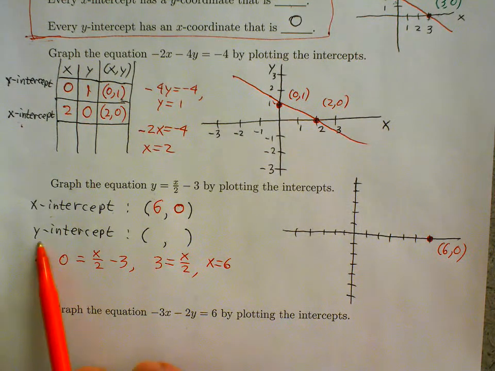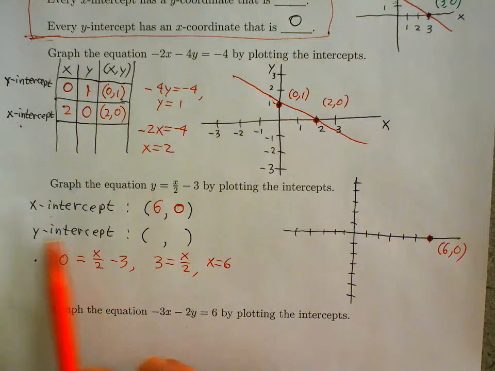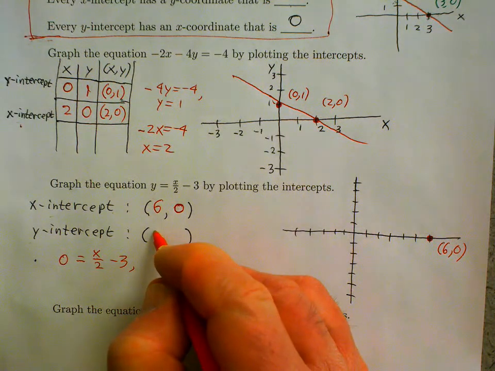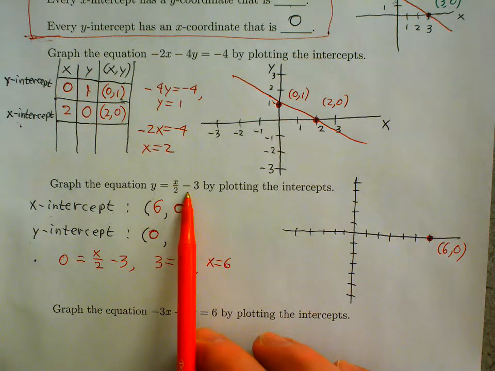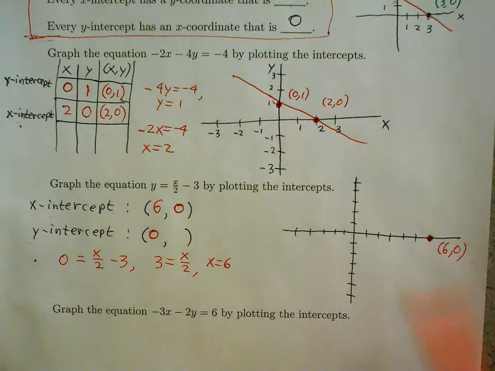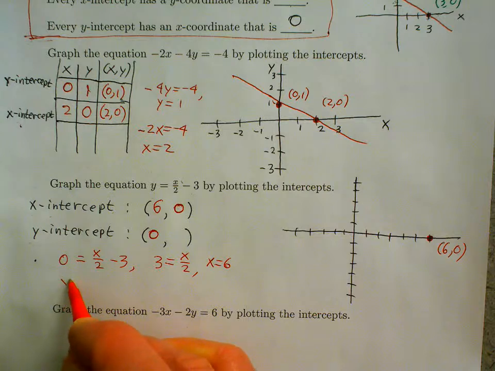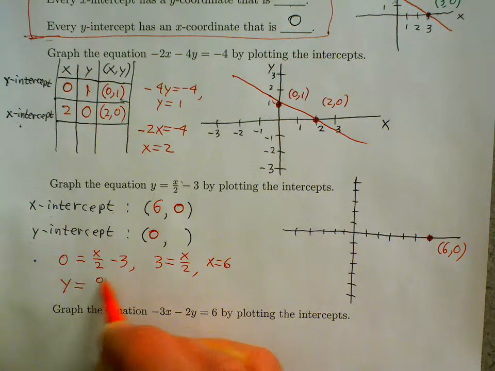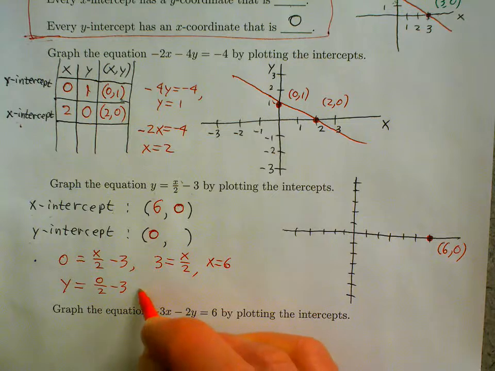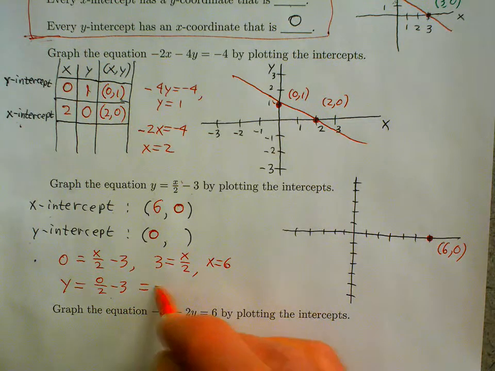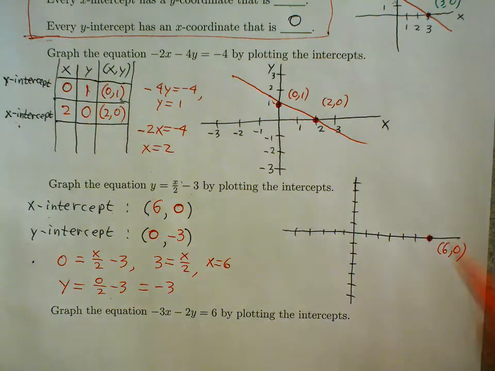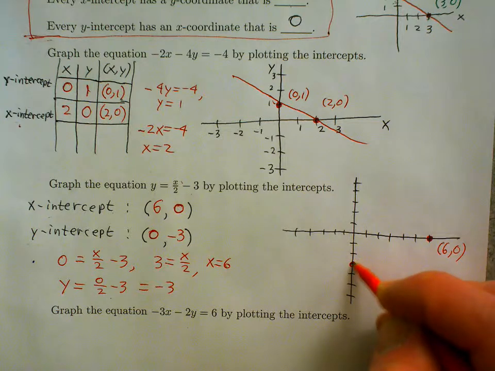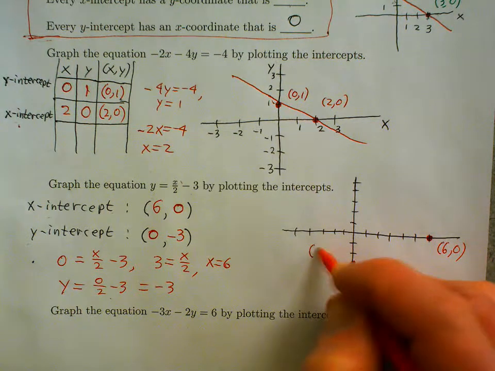Then to find the Y-intercept, we remember every Y-intercept has an X-coordinate that's equal to 0. And so in the equation, replace X with 0. So we can write Y equals 0 divided by 2 minus 3, which is 0 minus 3 or negative 3. So the Y-intercept is the ordered pair 0, negative 3.